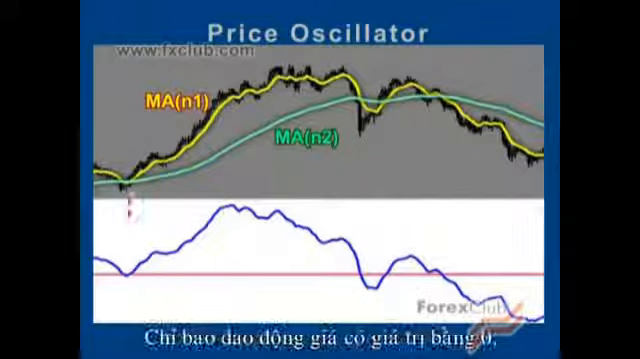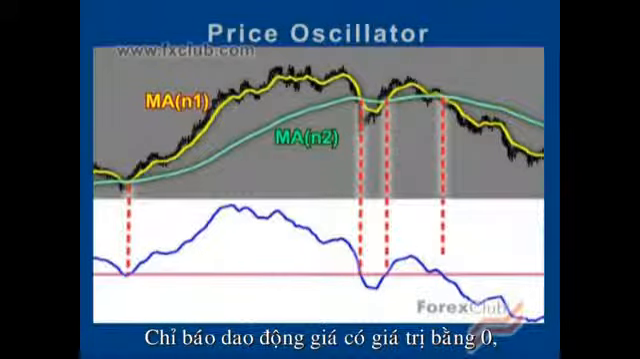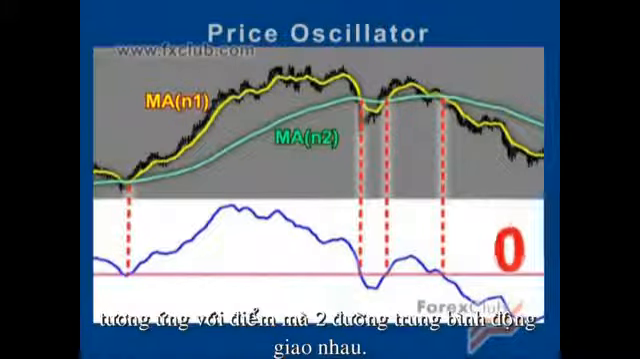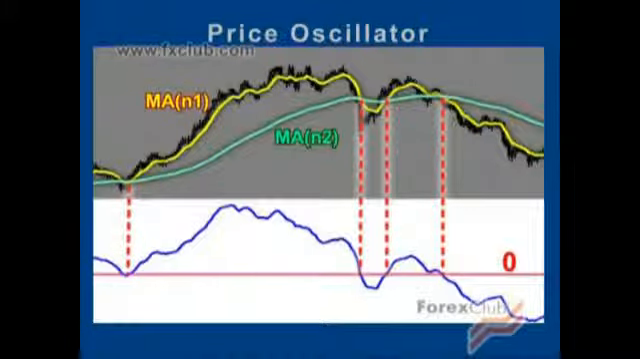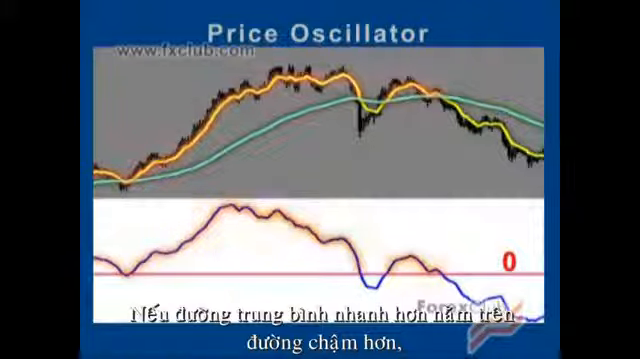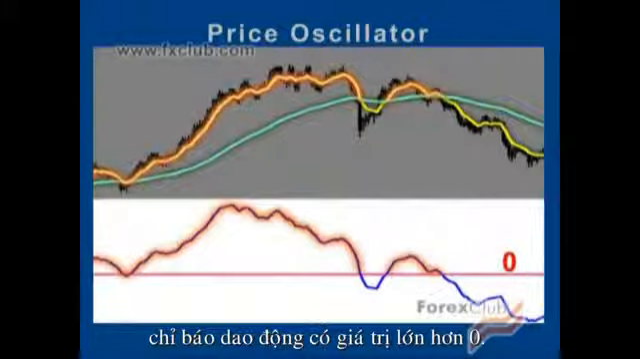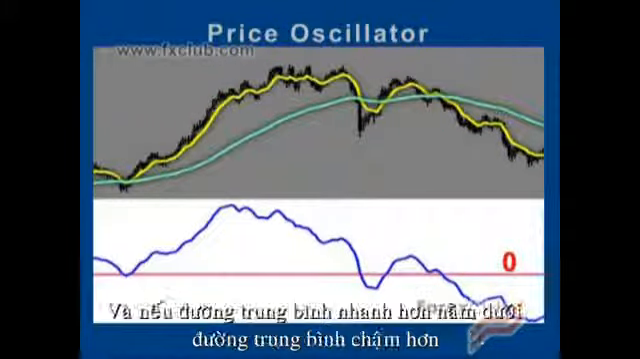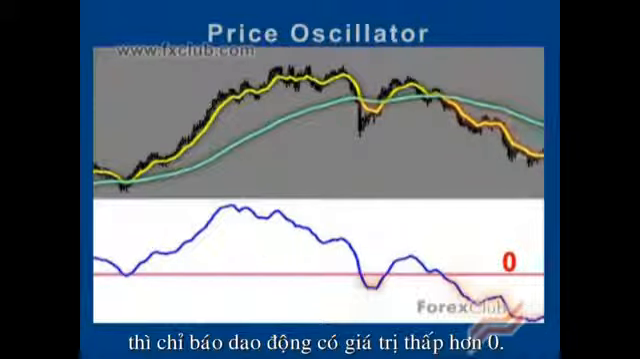The price oscillator has a value of 0 at the points where the two moving averages cross. If the fast line is higher than the slow line, the oscillator has a value above 0, and if the fast line is lower than the slow line, the oscillator value is less than 0.